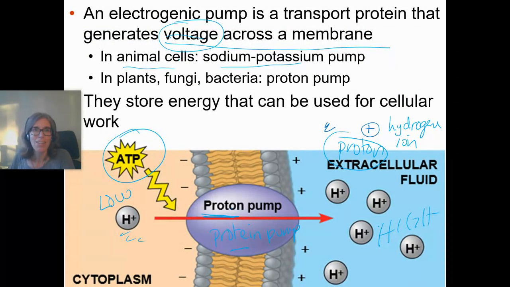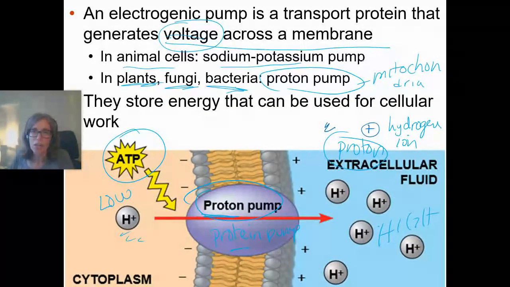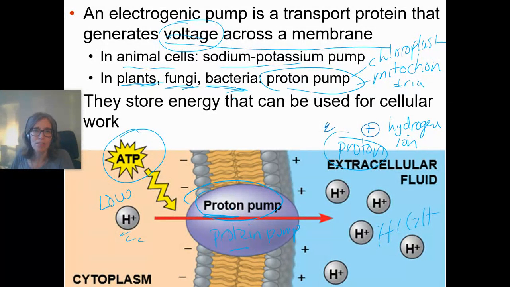So here's the thing that's kind of cool. This proton pump exists in bacteria and fungi and plants, and ready for this? Also in mitochondria. Cool, right? Mitochondria and chloroplasts. More evidence, right, that maybe they evolved from bacteria. And in animal cells like muscles and nerves, sodium-potassium pump. All right, so these store energy that can be used later for work.